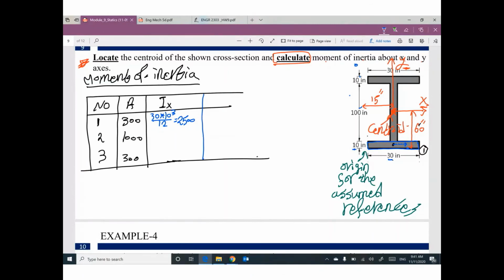Part number 2. This part of part number 2, which is a vertical rectangle, has a centroid here. I'm gonna assume my x at this location, so it will be parallel times perpendicular cube over 12, 10 times 100 cube over 12. This number will be a huge number, 83333.33. Part number 3, we have a part here, rectangle, with this centroid. I'm gonna assume my x is here. So 30 times 10 cube over 12, it will be 2,500.